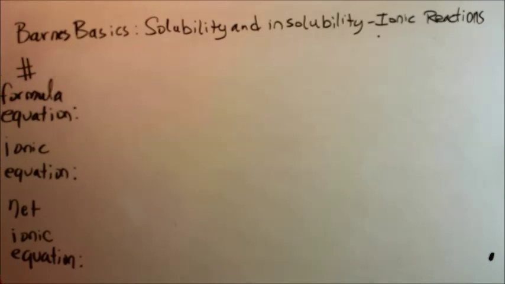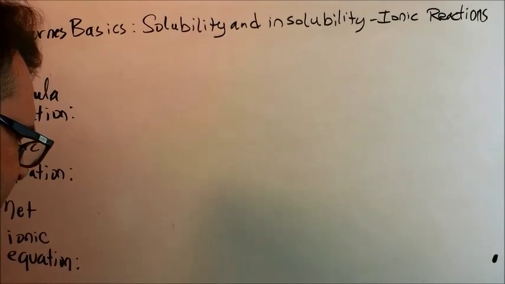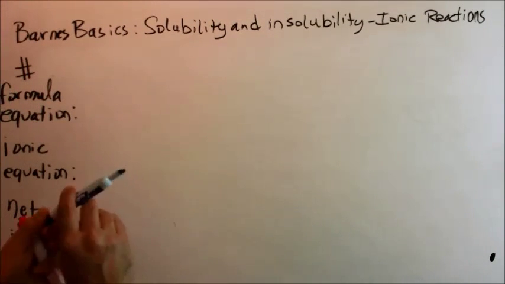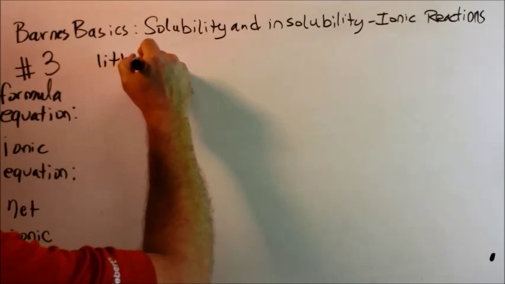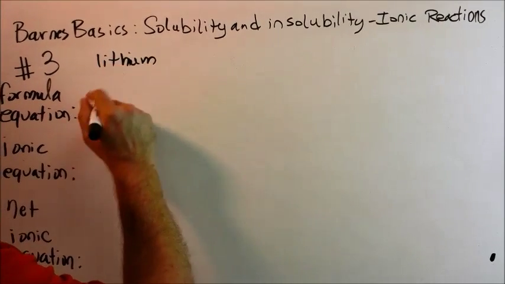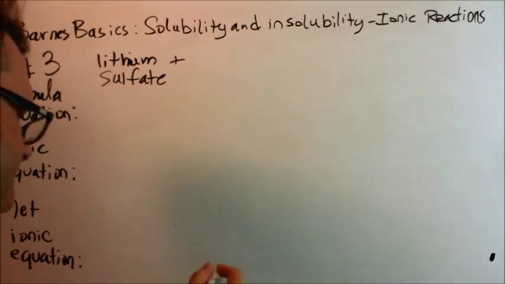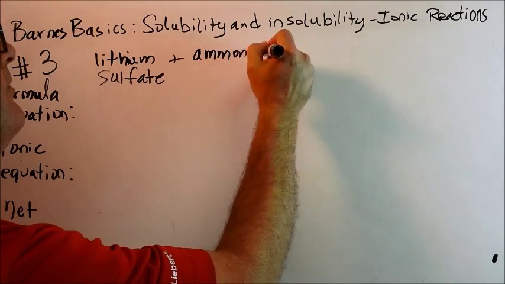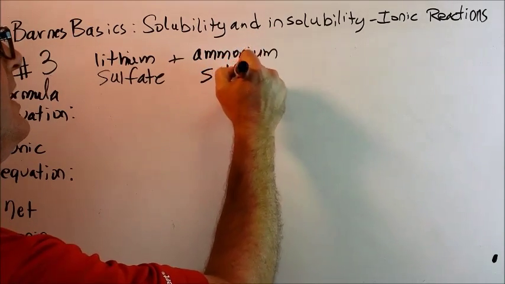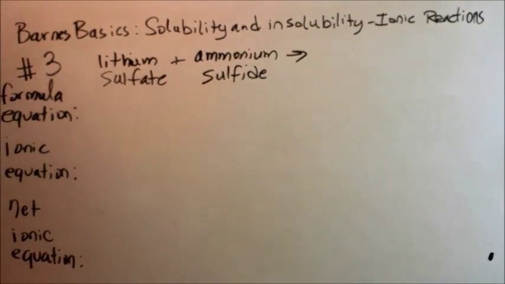We are looking at solubility and insolubility, specifically ionic reactions. And the next ionic reaction that we're going to look at is a combination of lithium sulfate mixed with ammonium sulfide to produce a couple of different products.